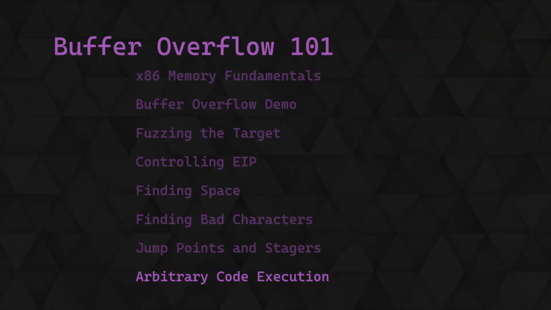This is the eighth and final video in a series covering theory behind x86 buffer overflows, how they work, and how they can be exploited. Last time, we looked at a few methods for directing code execution somewhere within our payload. In this video, we're going to finish building our exploit to execute arbitrary code on the target.